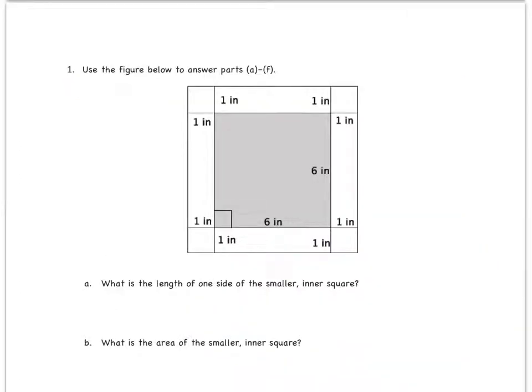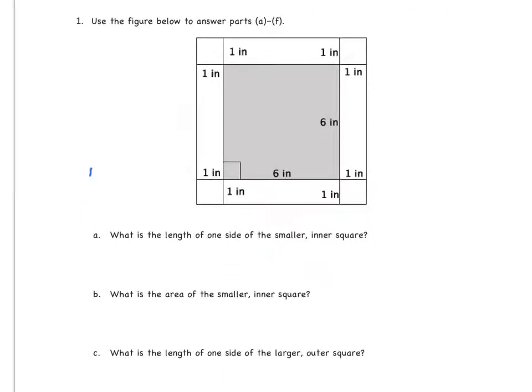So take a look at number 1. We need to use the figure below to answer parts A through F. So we want to know what is the length of one side of the inner small square. When they talk about the inner small square, they're talking about this square. If I look at this square that I'm going over in pink, if it's a square, all sides are equal, and I see that one of the dimensions given is 6. So I'm just going to label each other side as 6 inches. And yes, that's a 6, not a B. So what is the length of one of the smaller sides? It's going to be 6 inches.